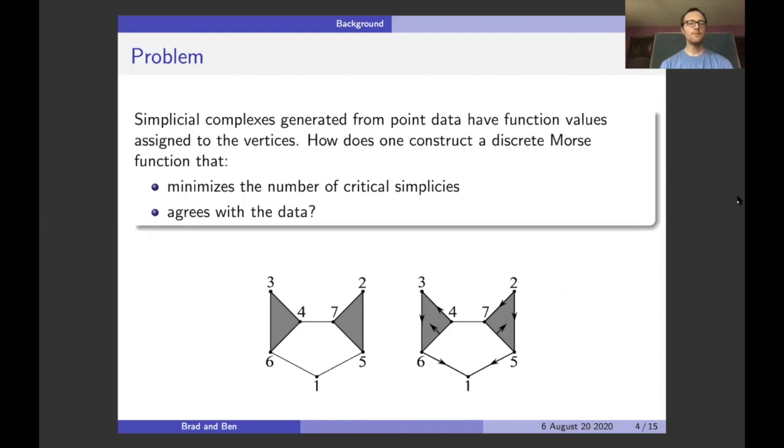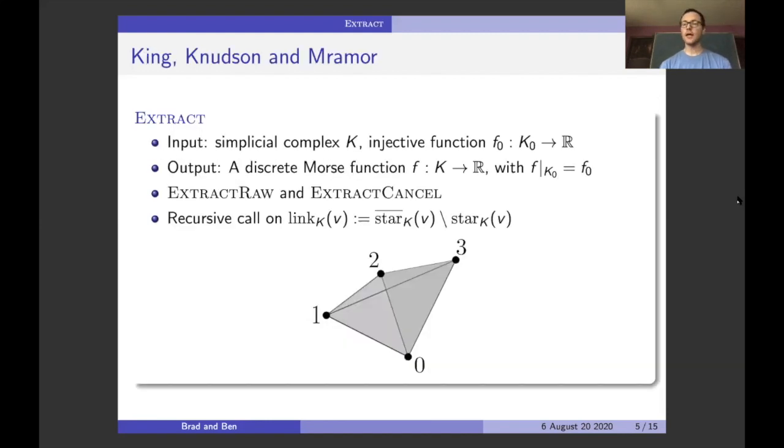So that's our problem. King, Knudson, and Mramor give an algorithm to do exactly this. The title of their algorithm is Extract. Our input is a simplicial complex and an injective function from the vertices to the reals, and we'll generate a discrete Morse function that agrees with these function values on the vertices. Their algorithm consists of two sub-algorithms, Extract Raw and Extract Cancel. Extract Raw generates a discrete Morse function with potentially too many critical points, and then Extract Cancel goes through and cancels as many out as possible. Our work mainly focuses on Extract Raw.